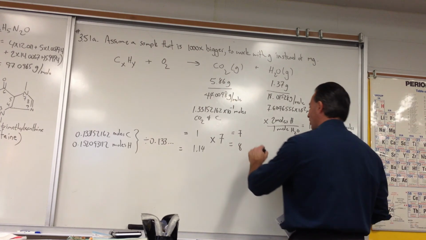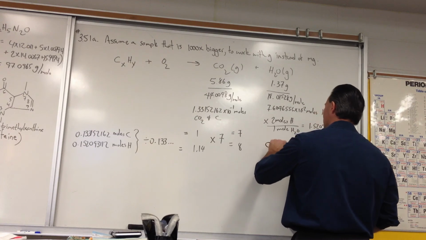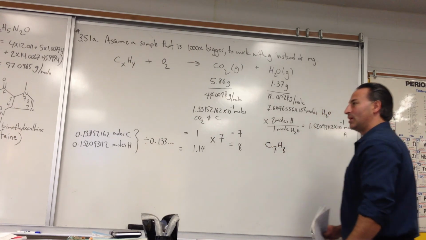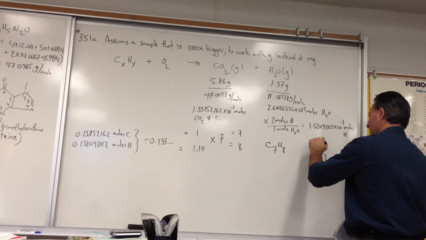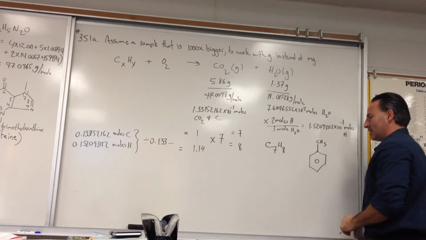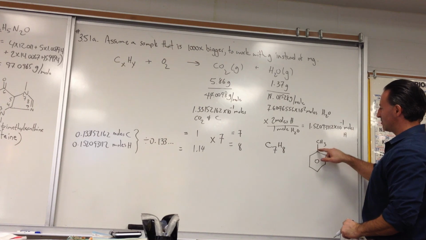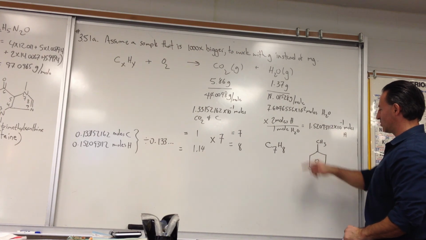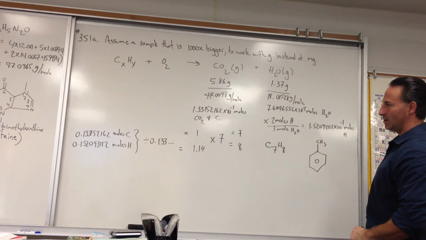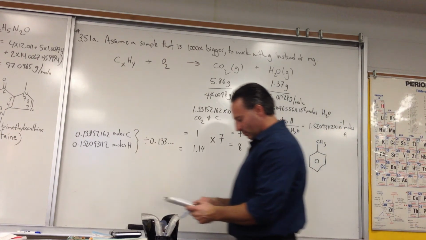So the empirical formula is C7H8, and sure enough, toluene is C7H8. If you draw out toluene, you'll see that it's a methyl group attached to a benzene ring. Here's the 6 carbon atoms, here's the 7th, and there's 3 here, plus 1 hydrogen atom on each one of these corners. So it's C7H8. So there's your empirical formula for toluene.